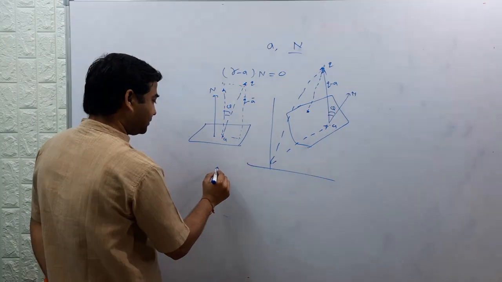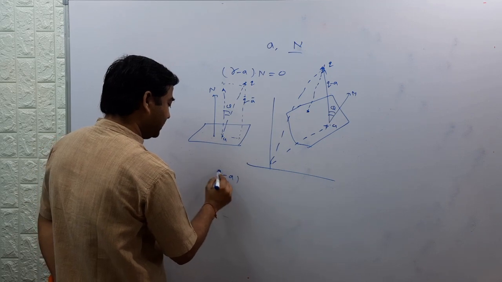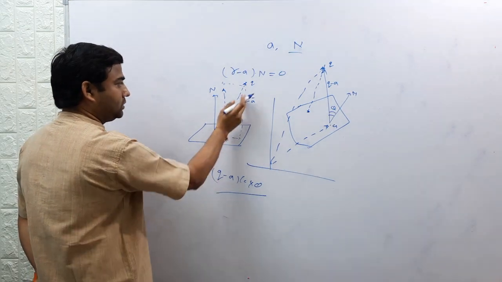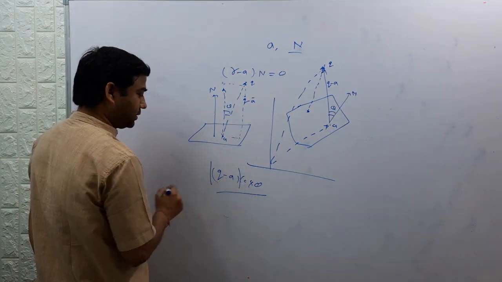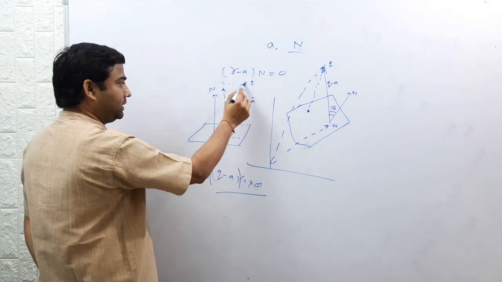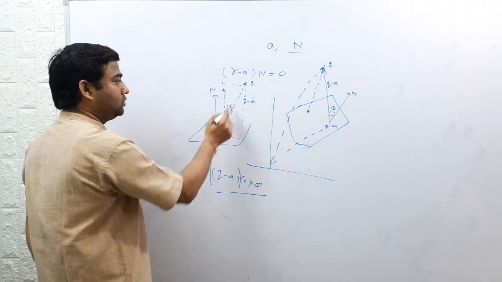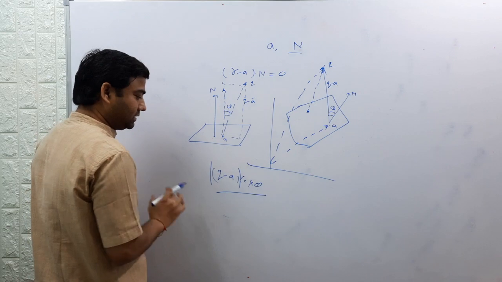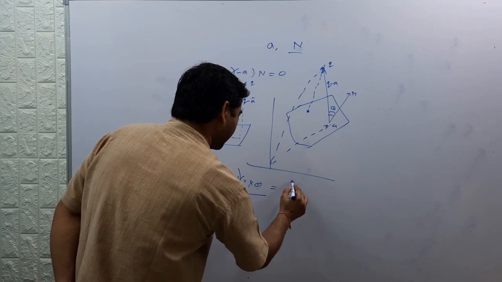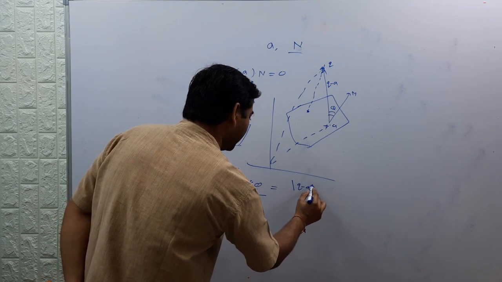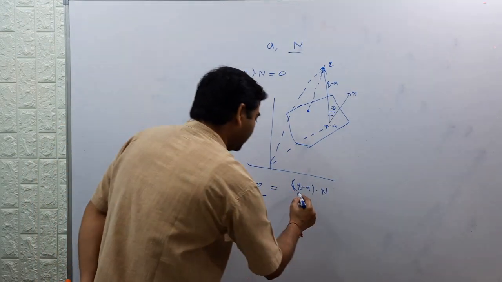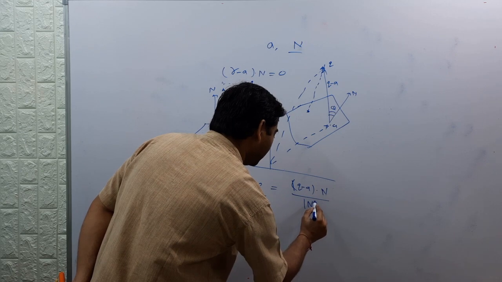So you can say mod Q minus A cos theta. Mod Q minus A cos theta is the projection of vector Q minus A on vector N. So mod Q minus A cos theta is the perpendicular distance, which is the projection of Q minus A on N. We have to find this, so this can be written as Q minus A vector dot N divided by mod of vector N.